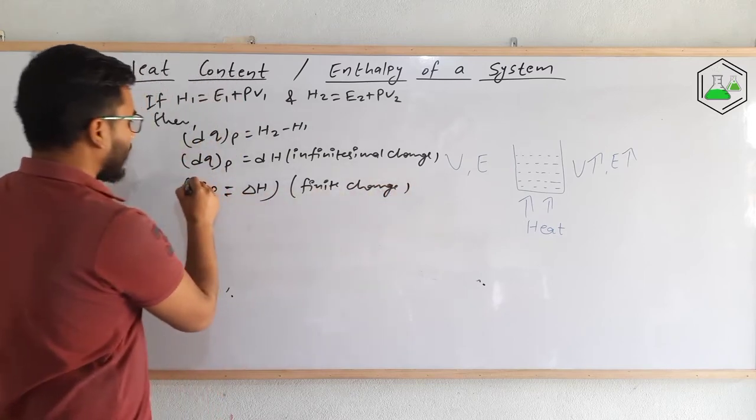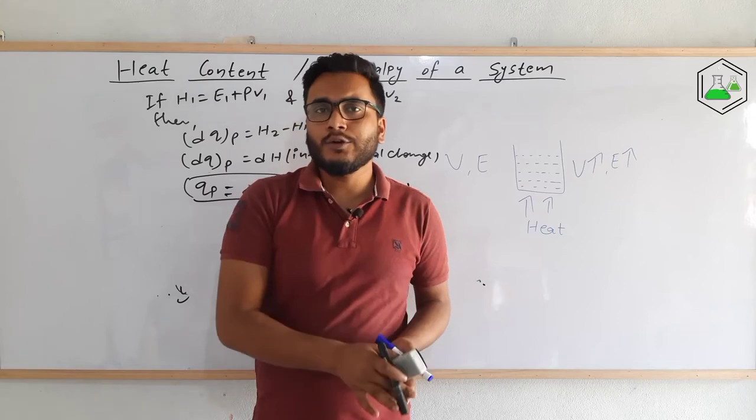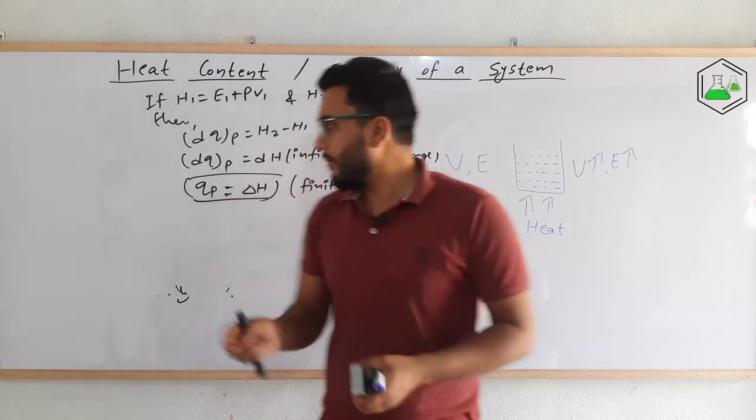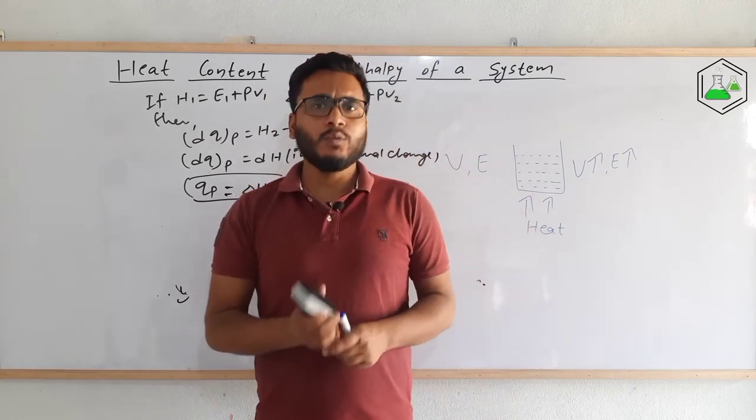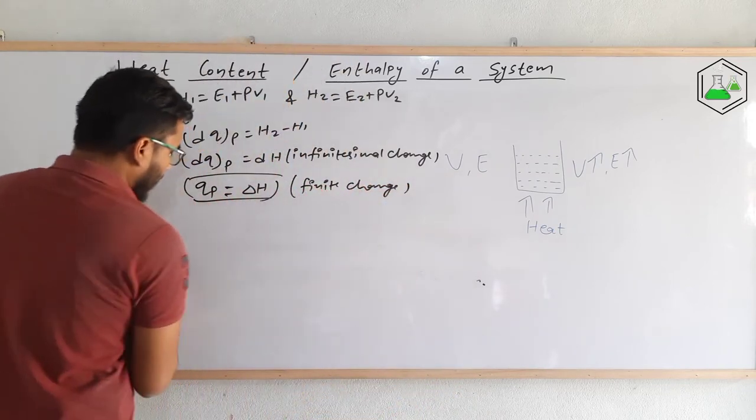So what do we see here? The change in enthalpy of a system is equal to the heat energy gained by the system at constant pressure. But what if the system absorbs heat at constant volume? Let's see that once.